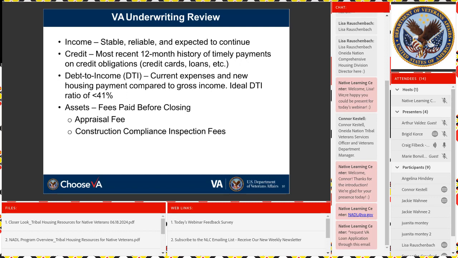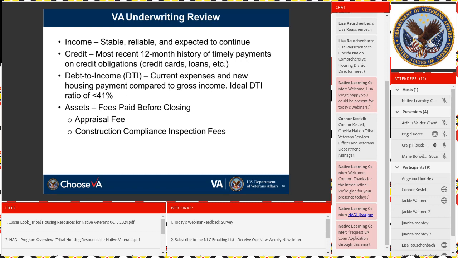Another major factor is debt to income ratio. We need to make sure that our veterans can afford the payments. We don't want to set anybody up for failure. So debt to income ratio, our target is 41%. That's a flexible number. We can have veterans that have a higher DTI. We just take a little bit closer look at all the financial stuff.